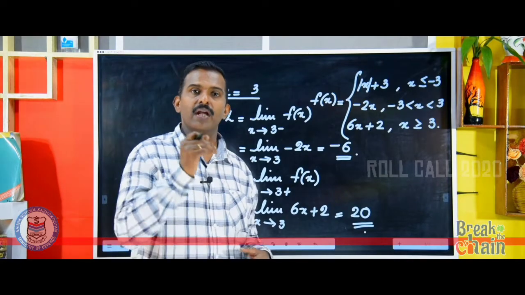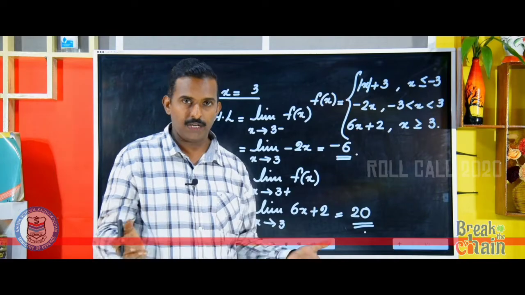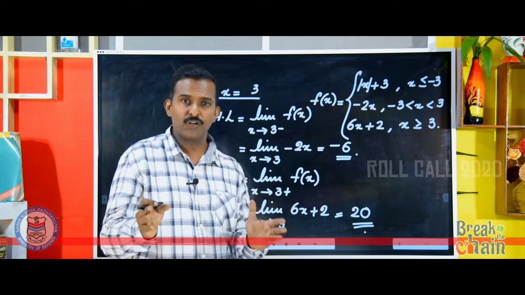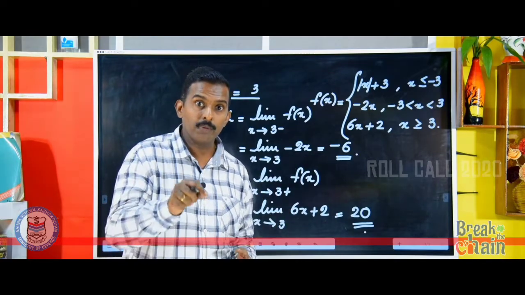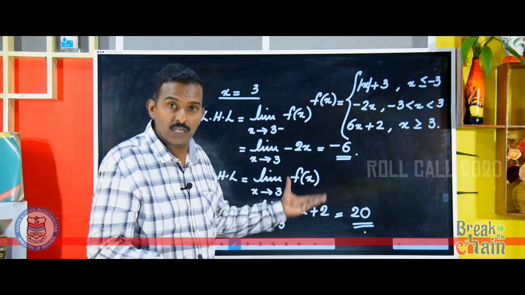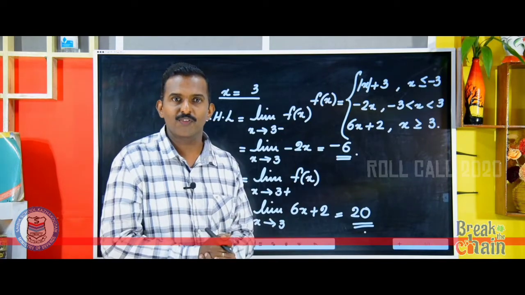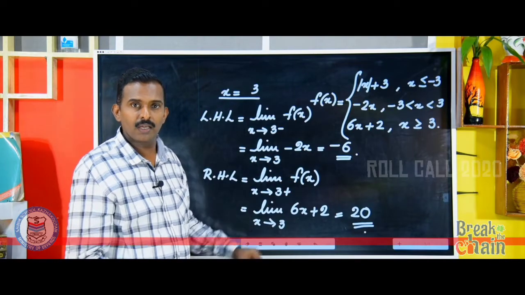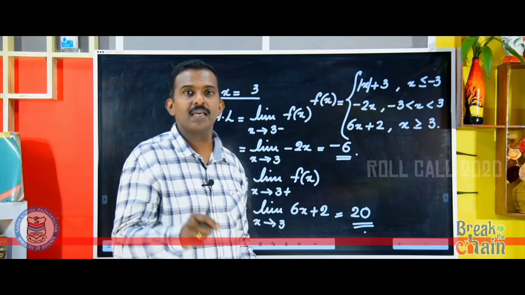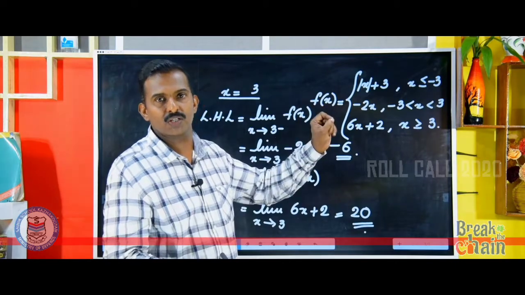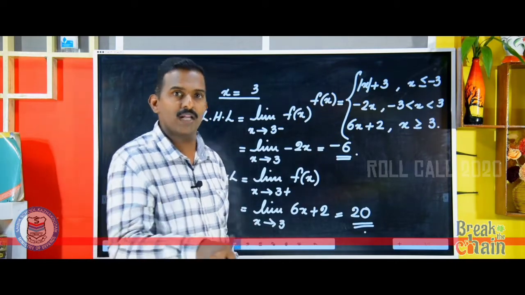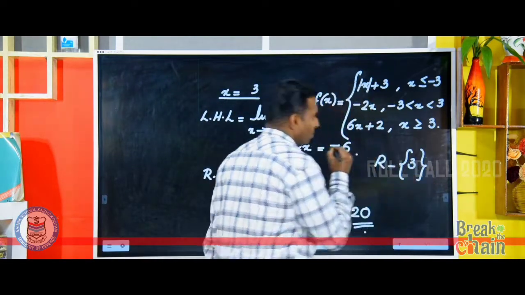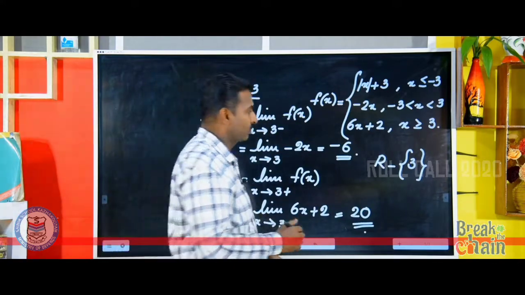Therefore, the limit does not exist at x equal to 3. The limit does not exist, so surely it is not continuous because it did not satisfy the definition of continuity which states the limit value is equal to the function value. Here the limit does not exist, so there is no question of a limit value. Therefore, the function is not continuous at x equal to 3, or you can say 3 is a point of discontinuity of this function, or the function is continuous for all real numbers except 3.